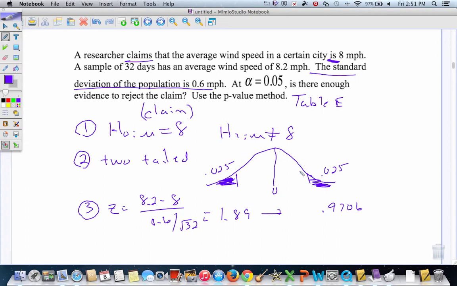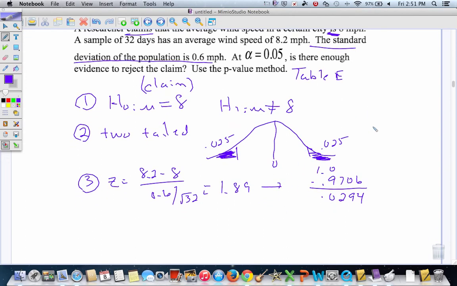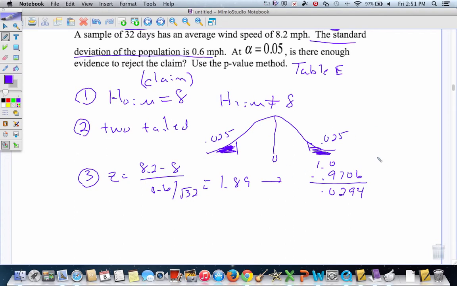Now, 1.89 would be a z-score over in this area here. That 0.9706 measures the area to the left. You can see on the right-hand side, or a positive score, we want the area to the right. To find that area, I would subtract from 1, so I get 0.0294. So that's the area in the right side of the curve. If we want to go full bore with the p-value method here, we would take that number and double it to get our actual p-value. I'm going to multiply that by 2 and get 0.0588. That number represents our p-value.